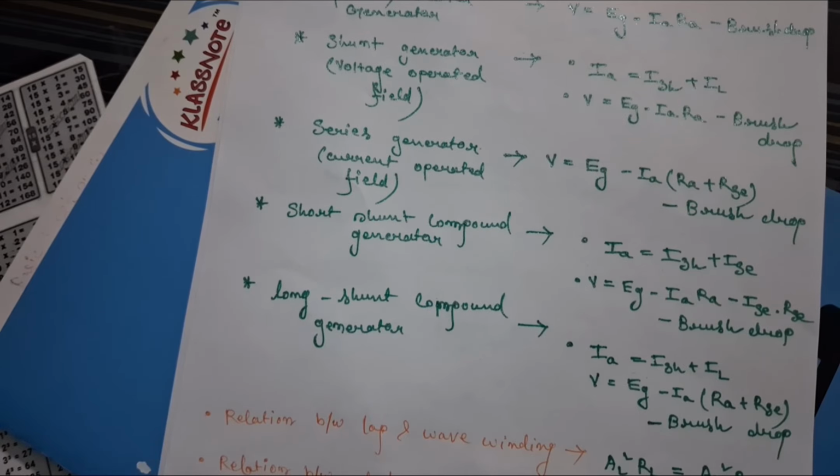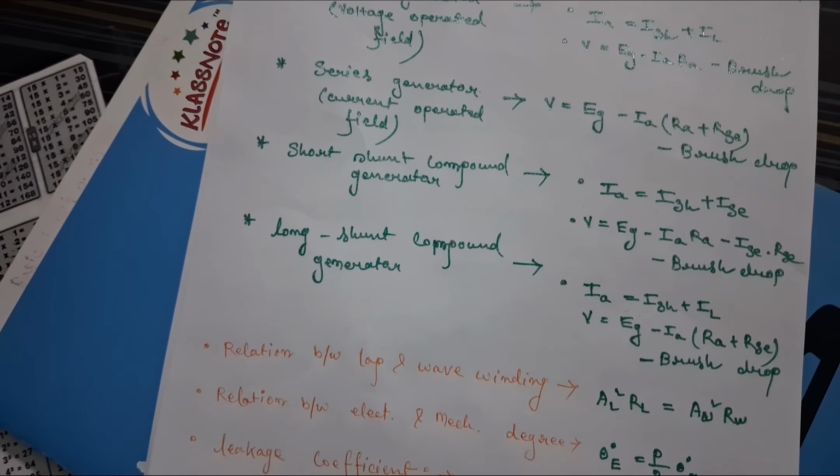Next, you have to remember the relation between lap and wave winding. The formula of relation between lap and wave winding is AL square into RL is equal to AW square into RW. Here AL is number of parallel paths in lap winding, AW is number of parallel paths in wave winding, RL is lap winding resistance, RW is wave winding resistance.